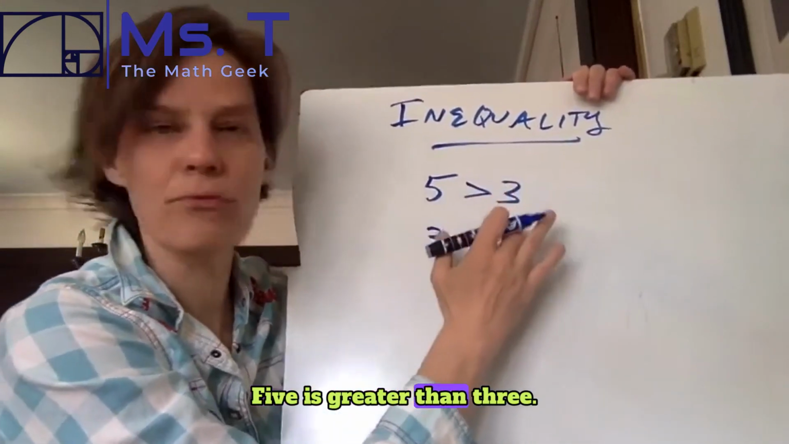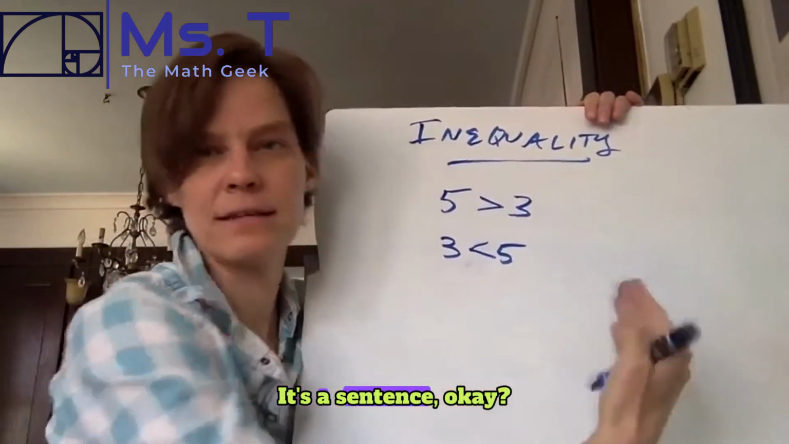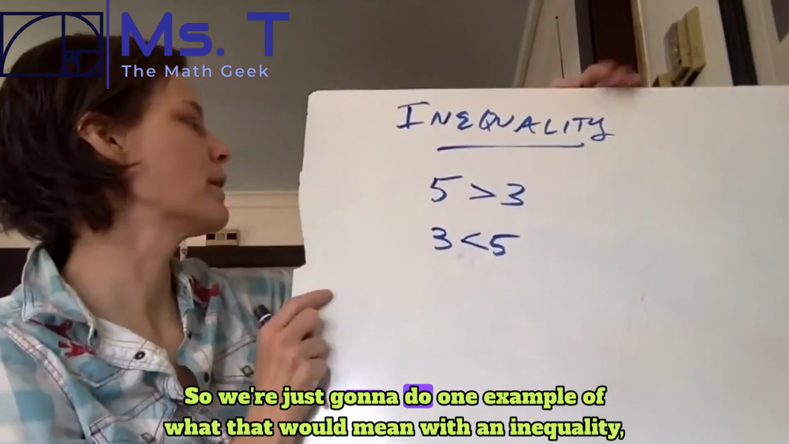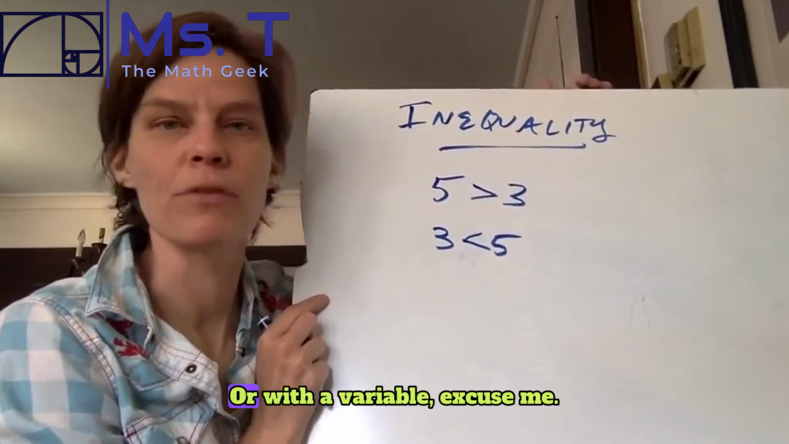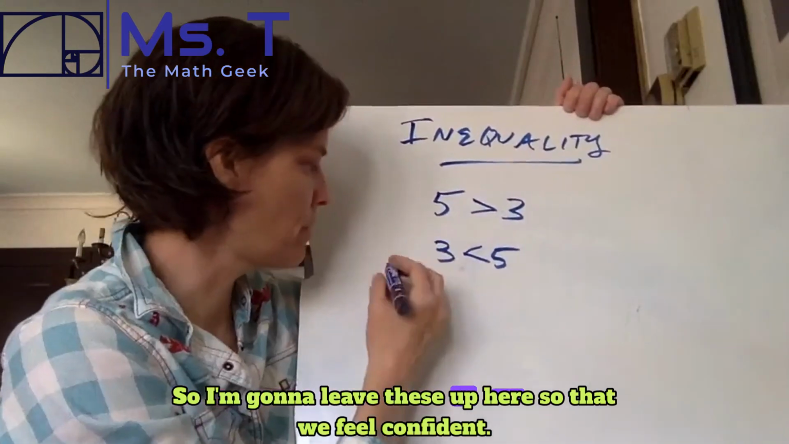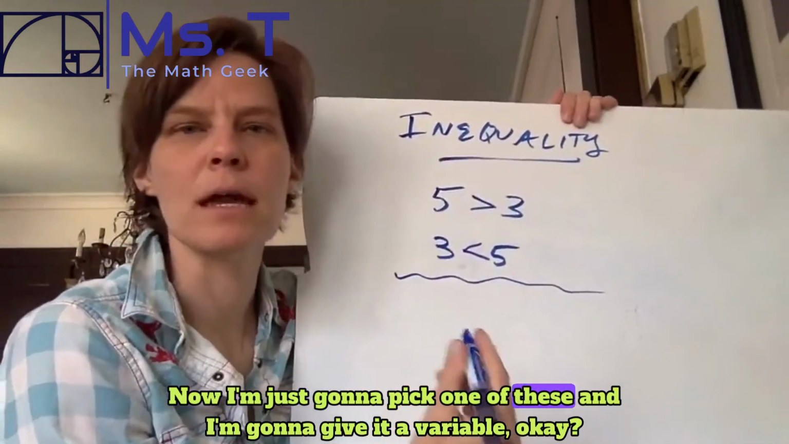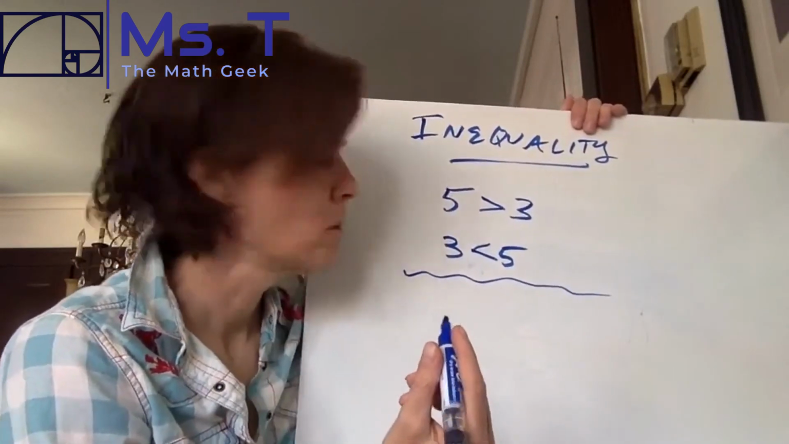5 is greater than 3. 3 is less than 5. It's a sentence. Okay? Pretty simple. So we're just going to do one example of what that would mean with an inequality. Or with a variable, excuse me. So I'm going to leave these up here so that we feel confident. Now I'm just going to pick one of these and I'm going to give it a variable. Okay? We're going to do a number line.